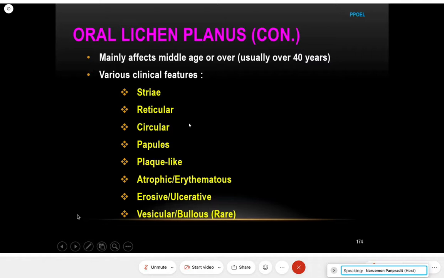But in other forms you can see white lesions arranged in a reticular or circular pattern, or white papules or white plaque. The red forms show as atrophic or erythematous, erosive or ulcerative, and can show as a vesicle or bulla, which is a rare type. In one case you can see not only white but white mixed with red, or white, red and ulcer. These are the various clinical features.